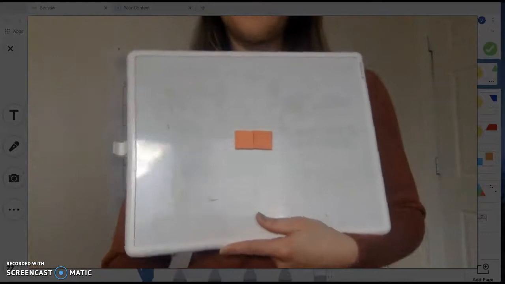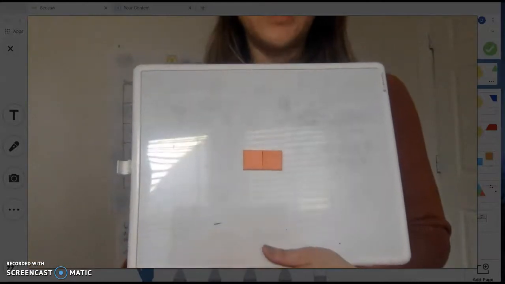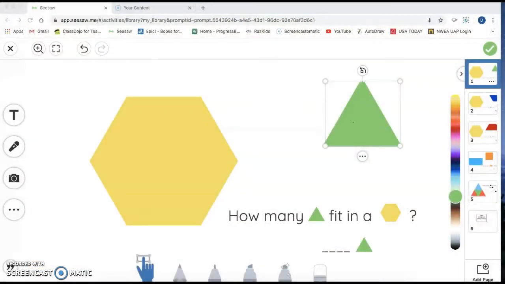You guys are going to use this in your seesaw activity. So your seesaw activity will look like this. You have a hexagon and you have another shape. So you need to use this shape, like the triangle, to fill the hexagon. So it says, how many triangles fit in a hexagon? And you will put the answer here using your drawing tools. You can use your hand tool to move the triangles.